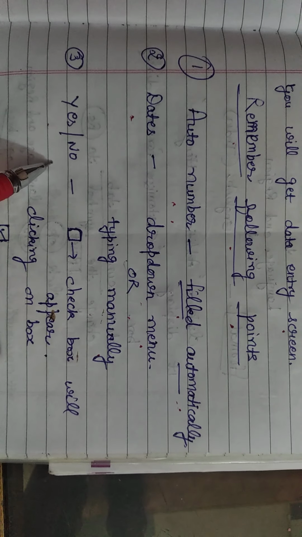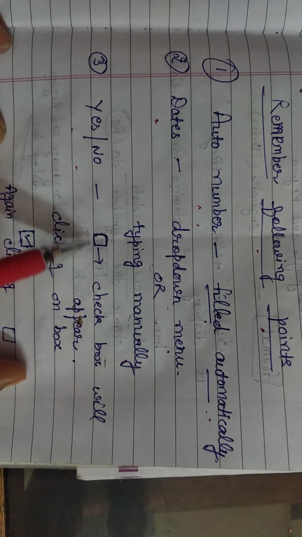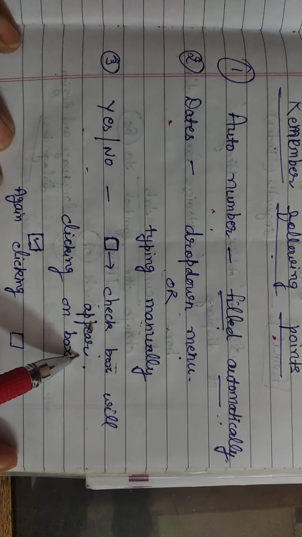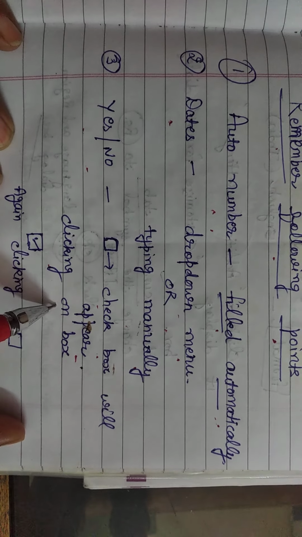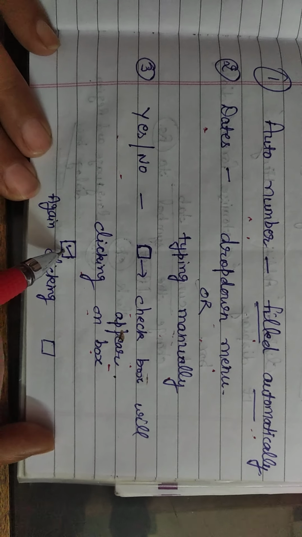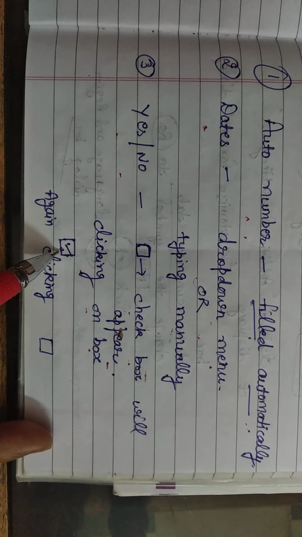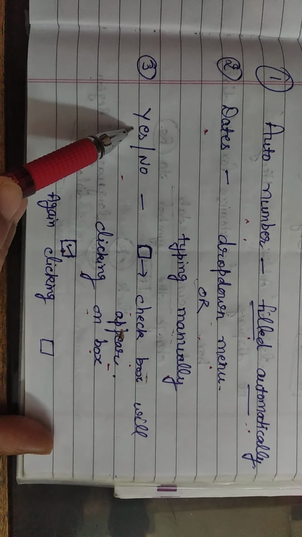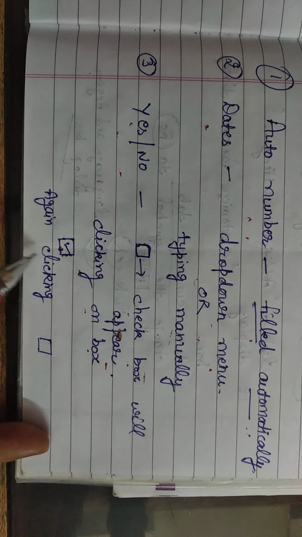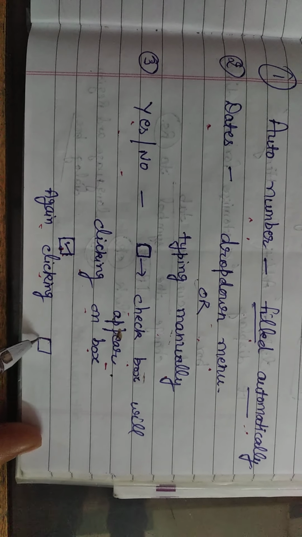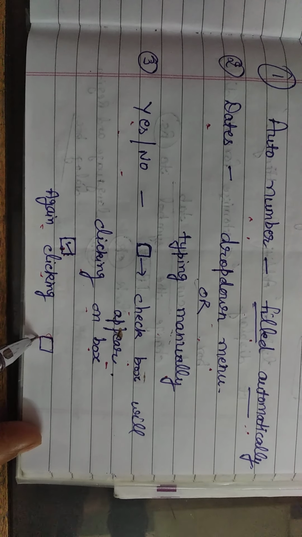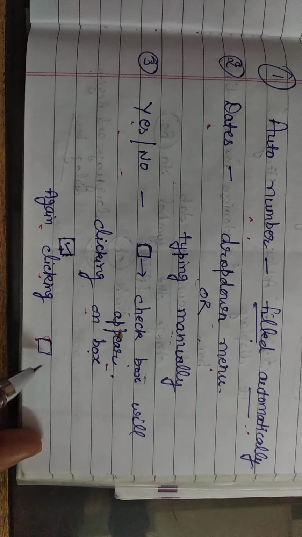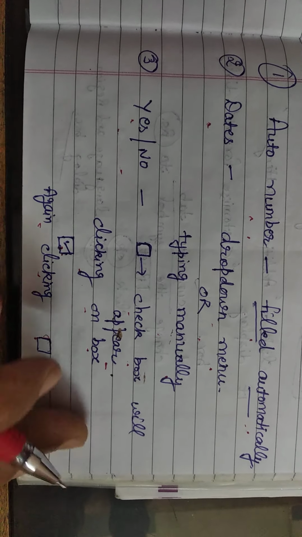Next is Yes/No. A check box will appear on the screen. Clicking on the box, you will get this sign, which means your answer is yes. When you double click on this again, the box will be empty, which means your answer is no. So accordingly, you will enter the data.